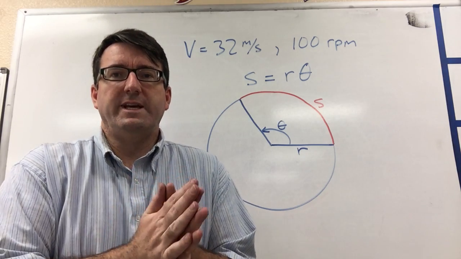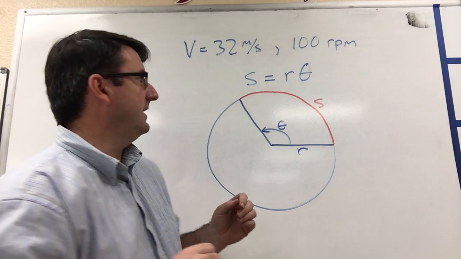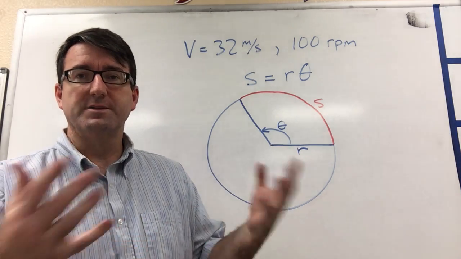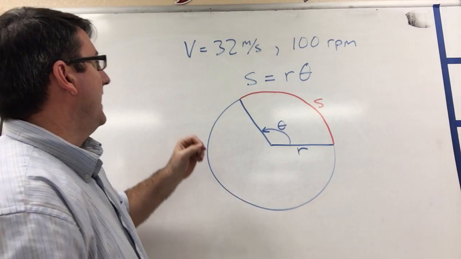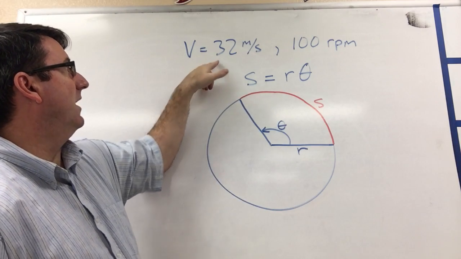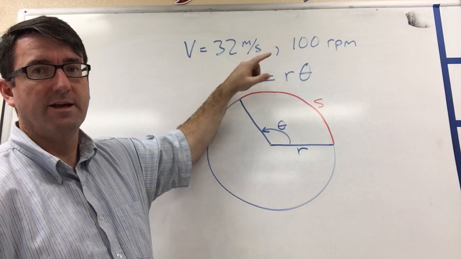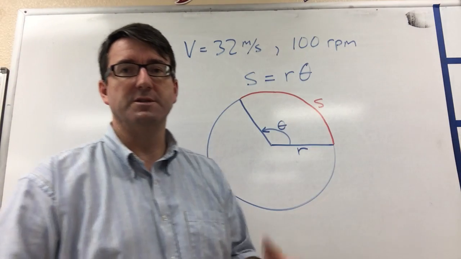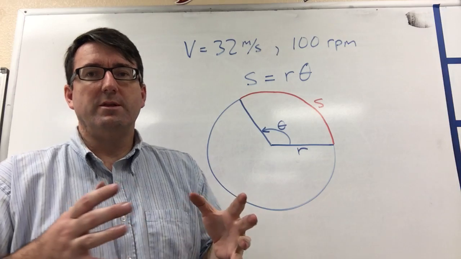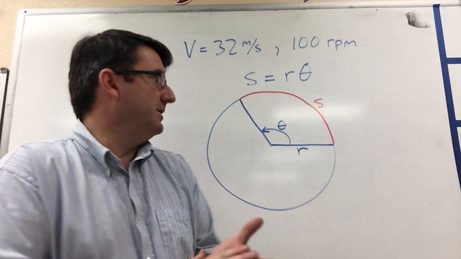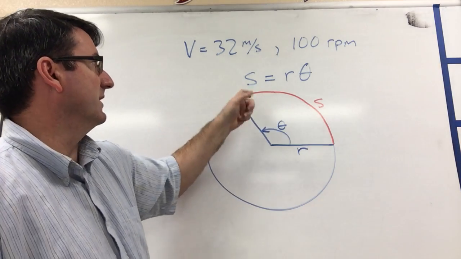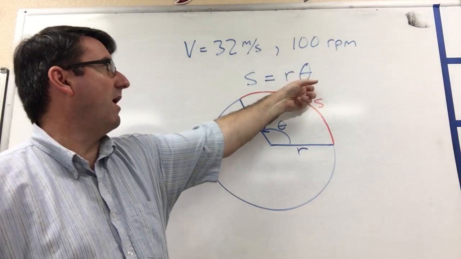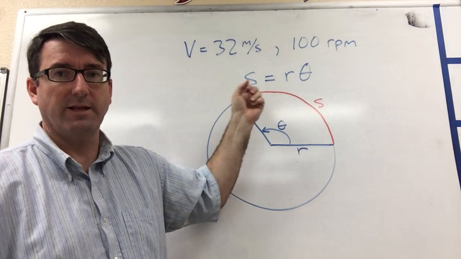All right, number 14 asks us to find the radius of a circle given a linear speed of 32 meters per second and a rate of rotation of 100 revolutions per minute. So the equation that we're going to need to use to find the radius is this one. S is equal to r theta, where S is the arc length.